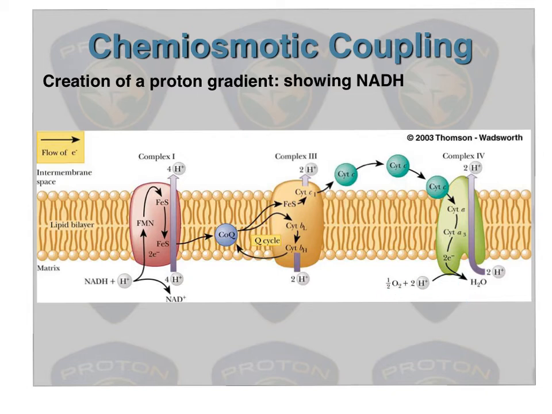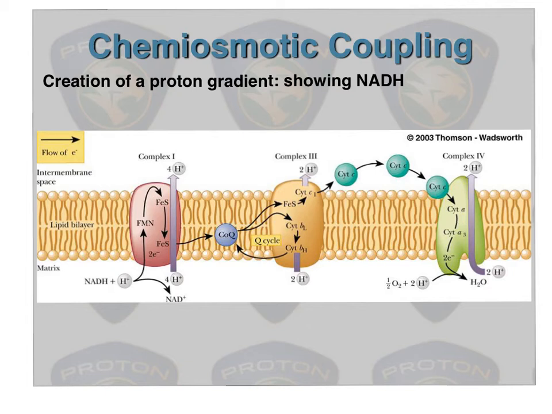FAD might react with CoQ before it enters complex 2. Right, this one's not shown. That's why I say, on your own, if you want to just have this as an example, you can even draw in, okay, this is complex 2 would be here. You ignore all this. Complex 2 is here, there's no protons that go across. But the electrons would go from FADH to FAD.